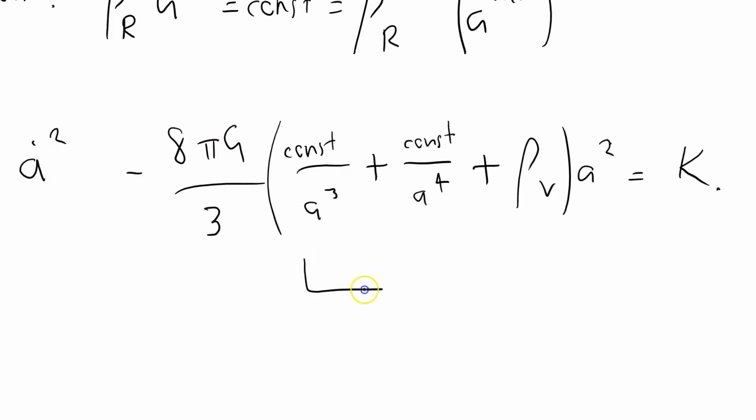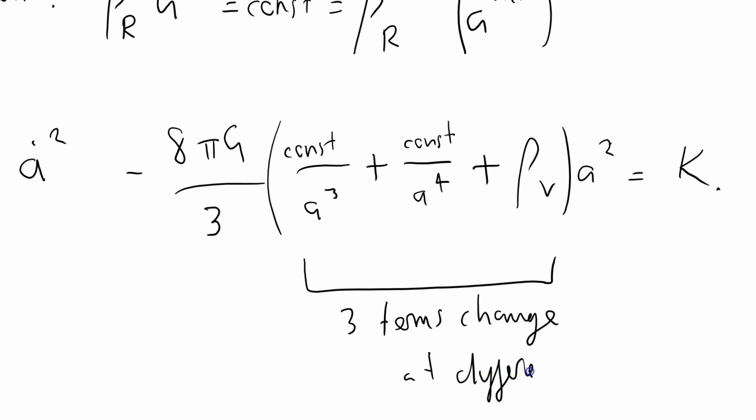Okay, so this tells us that these three terms change at different rates at different epochs in the universe, and we can use that fact to help us solve them, because we're going to consider different times of the universe or different epochs in the universe's history in which one or other of these terms dominates the other two, and that makes our mathematics a lot easier. So I'm going to stop there.